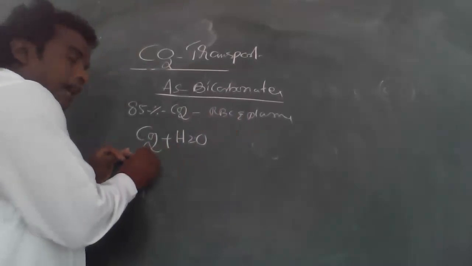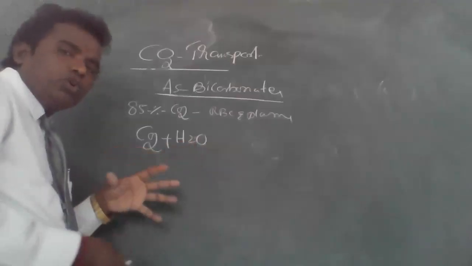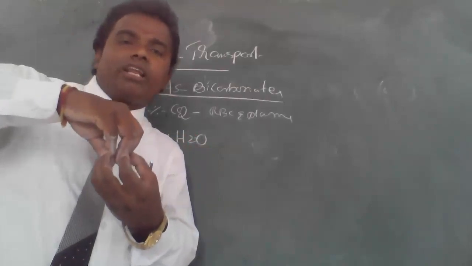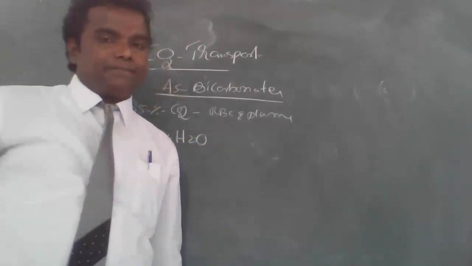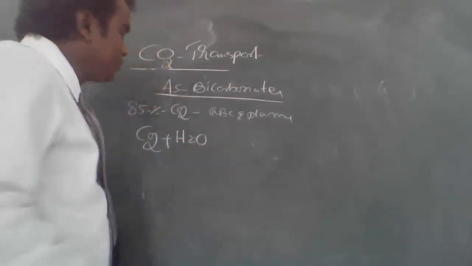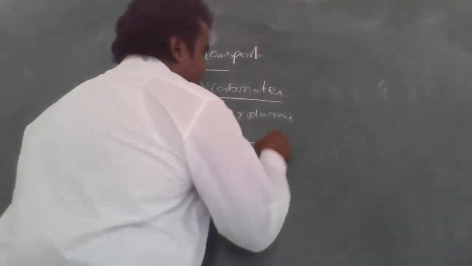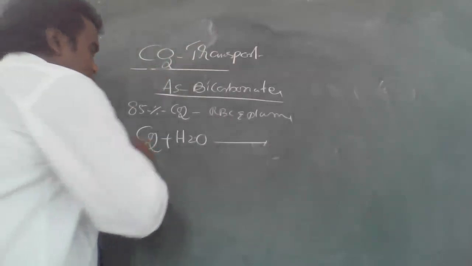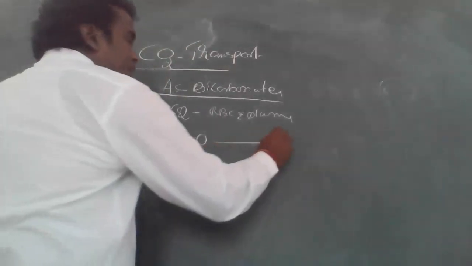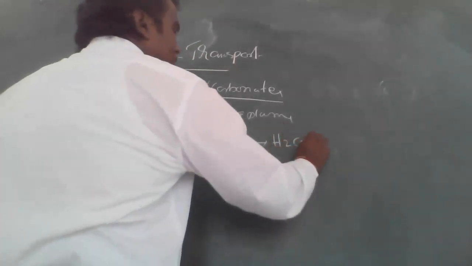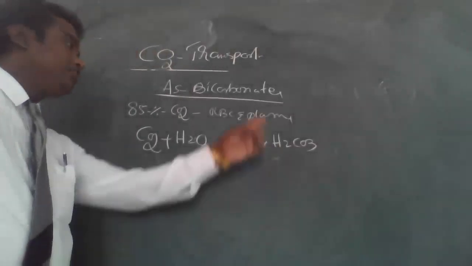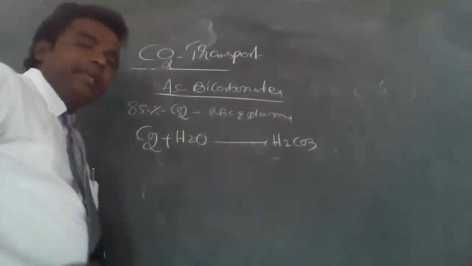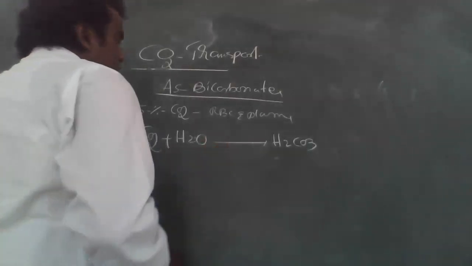So what does carbon dioxide bind with? Most of the carbon dioxide is combined with water of the plasma and water of the RBC to form H2CO3. Very important. I already told you about this in the plasma.